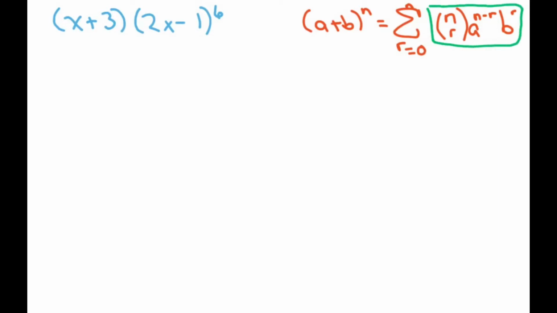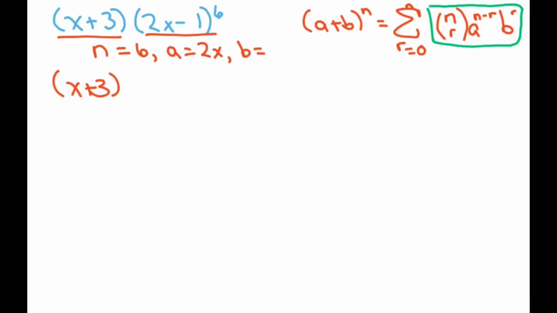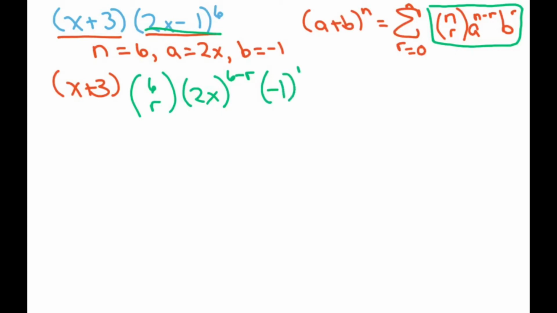What I'm going to do is take this part, the x plus 3, and then use my formula for this second part. So for the second part, I notice that my n equals 6, my a equals 2x, and my b equals negative 1. So I'm going to expand this part right here. So it's going to be 6 choose r, 2x to the 6 minus r times negative 1 to the r power.